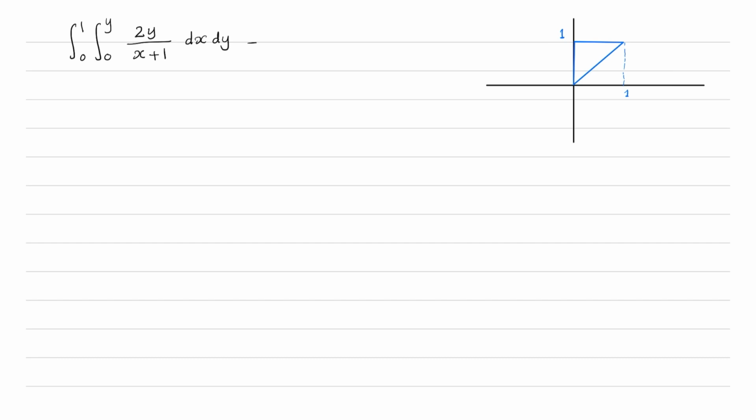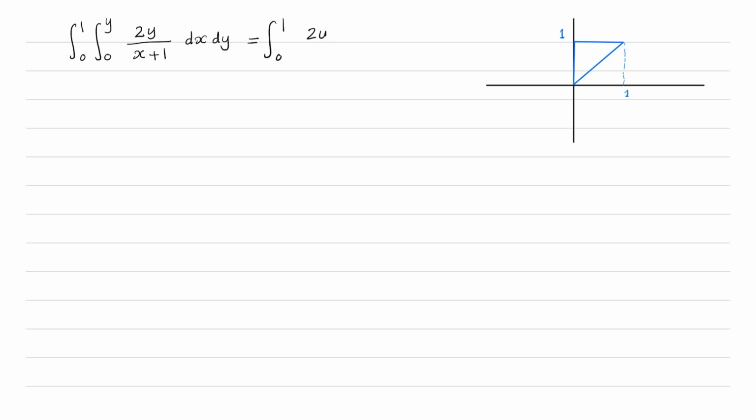Well, first we have to integrate with respect to x. So the integral with respect to x here, y is a constant when we integrate with respect to x, so we regard y as a constant, and the integral of some constant over x plus 1 is just its natural logarithm. So we get the integral from 0 to 1.